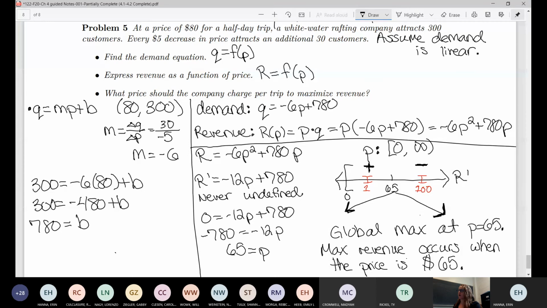So again, here we had to use our number line because essentially one of the endpoints of our interval that we're looking over was infinity.